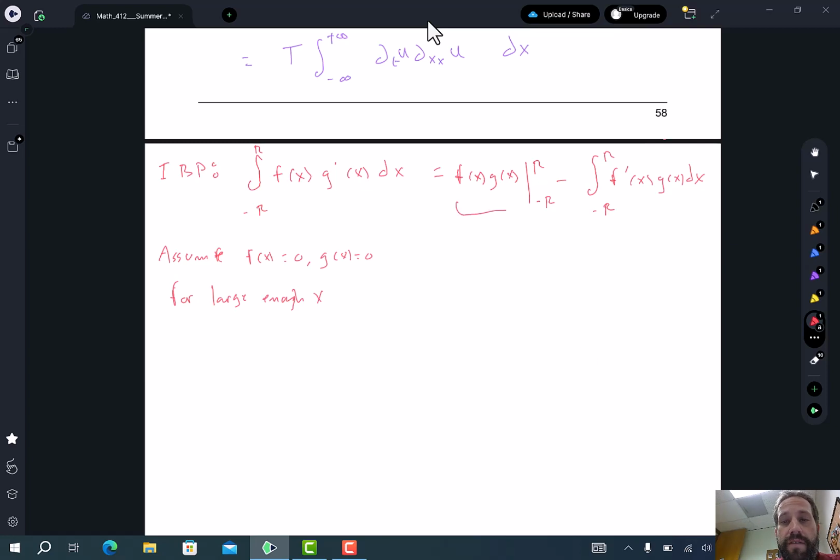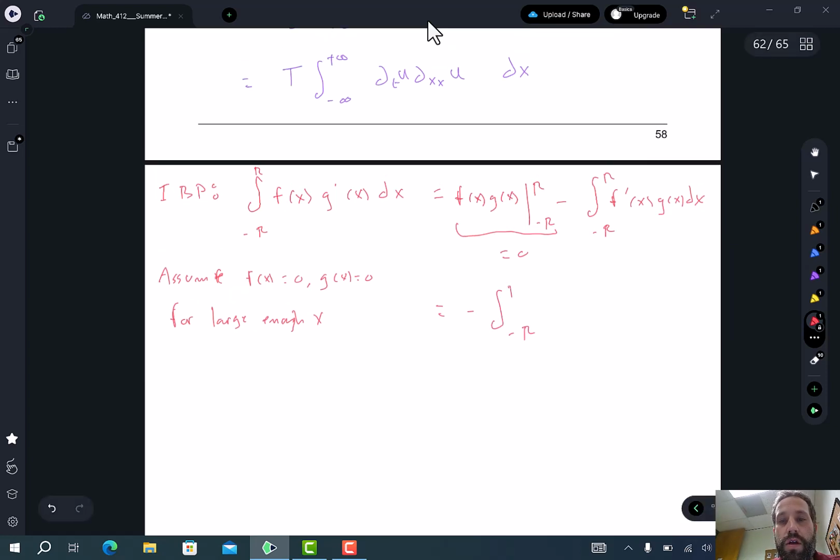Okay, well, if that's true, it means those terms are going to be equal to 0, because if r is big enough, those terms vanish. And so then this is just equal to minus the integral from minus r to r of f prime of x g of x dx. Okay, so let's use this idea to continue with our computation up here. So purple means I'm continuing from up there. I'll call this star.